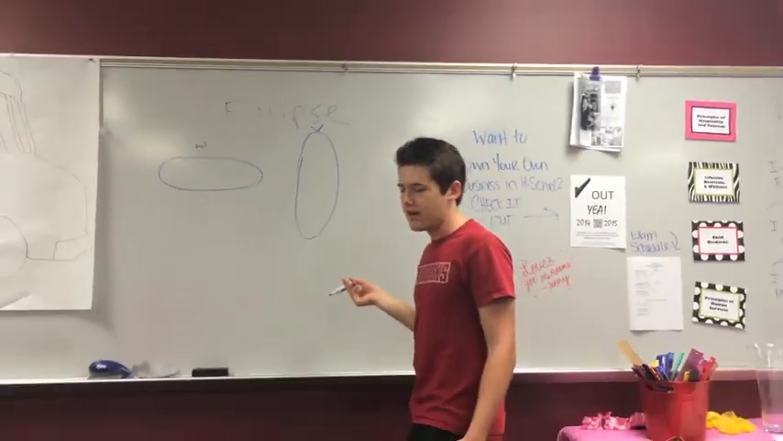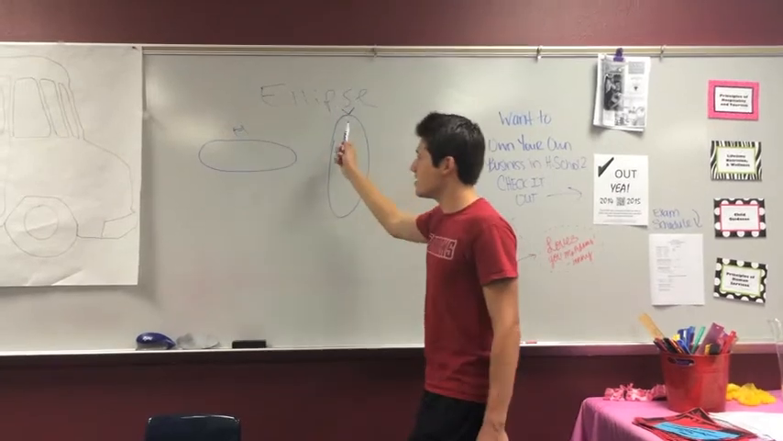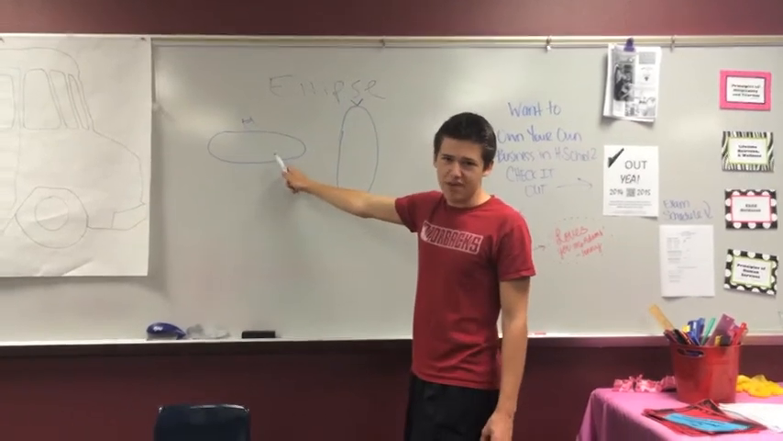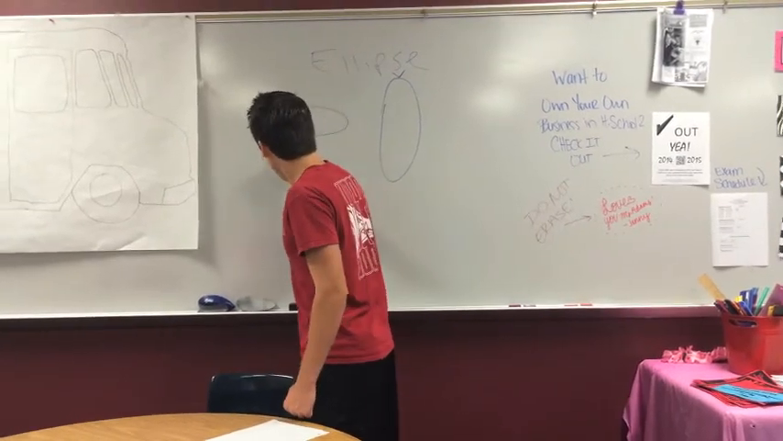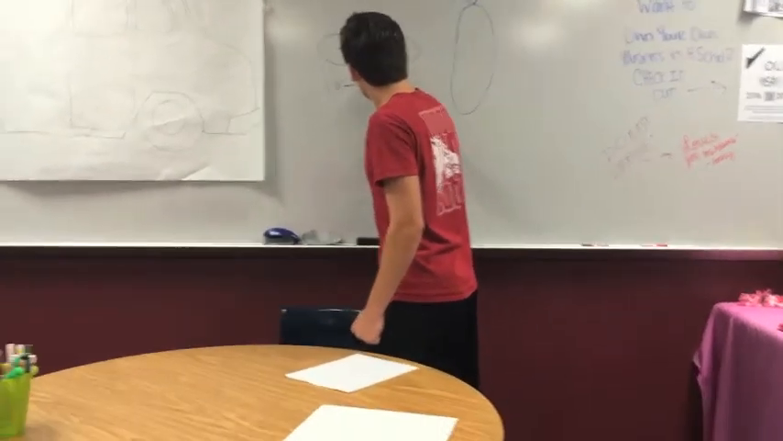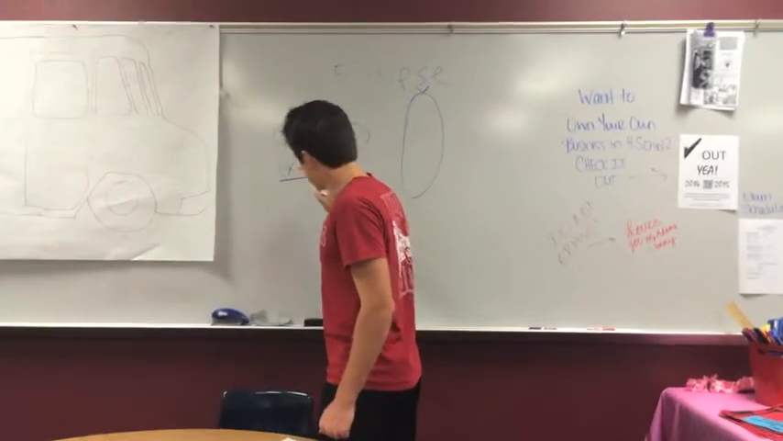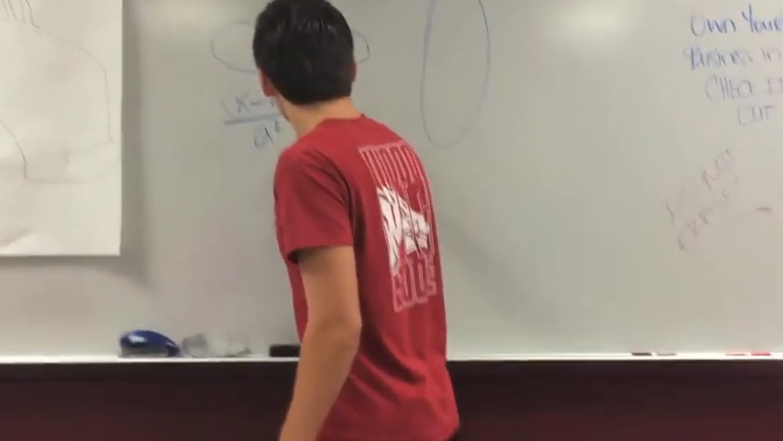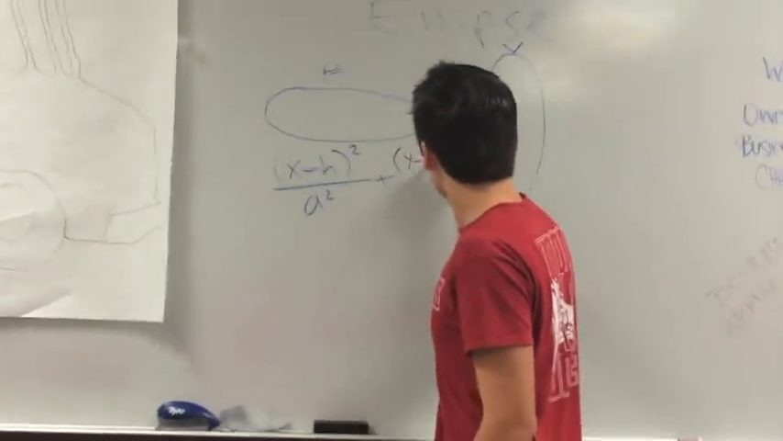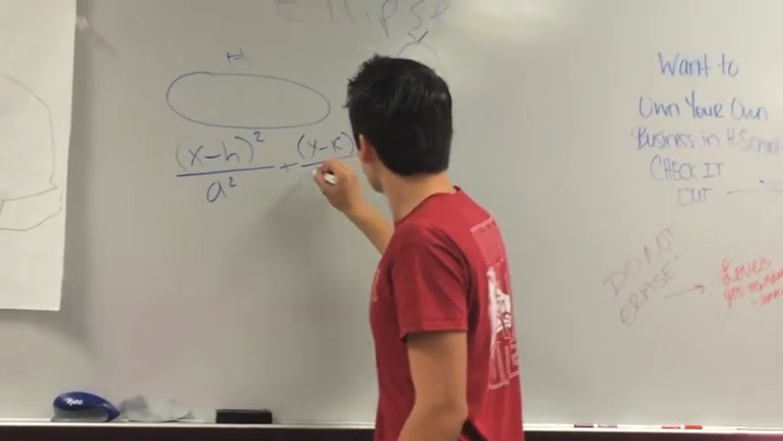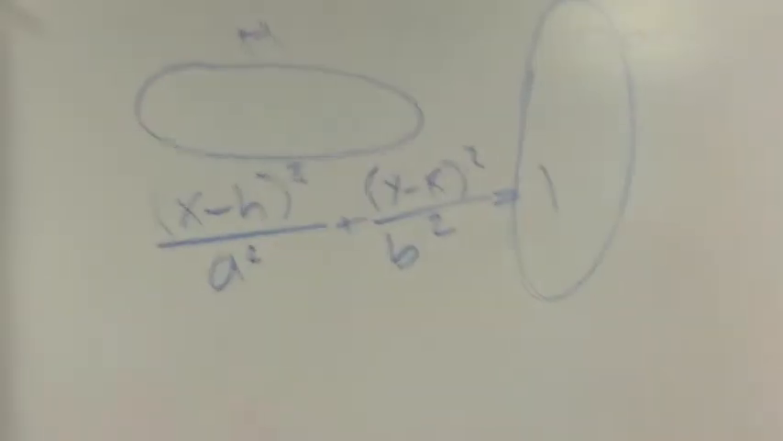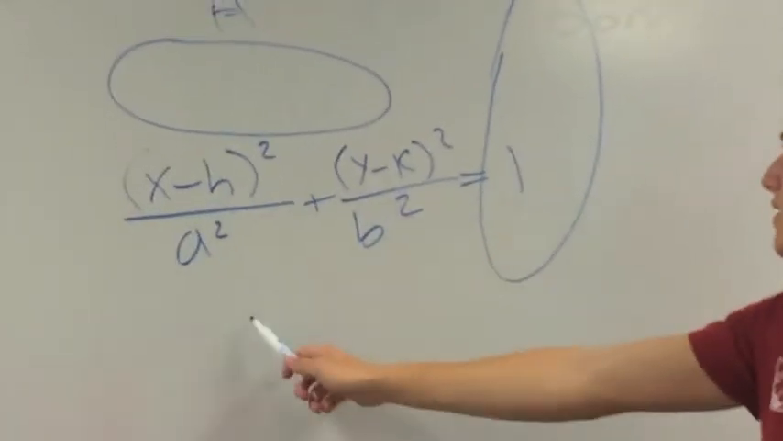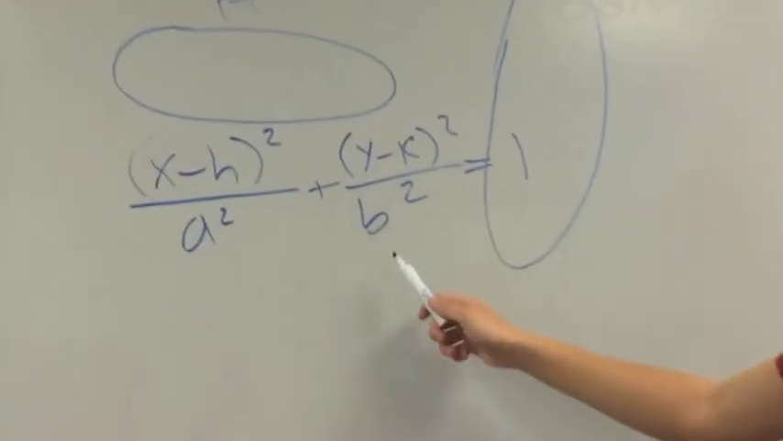There's two equations for each of them, but they mimic each other a lot. So for room applications, we're going to be using the horizontal one most of the time, so we're just going to give you that one. The equation looks like this. We have (x minus h) squared over a squared plus (y minus k) squared over b squared equal to 1.